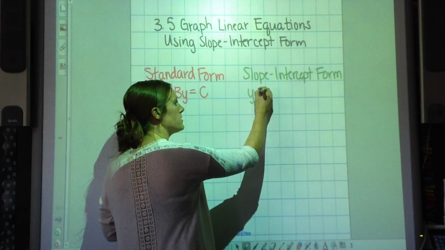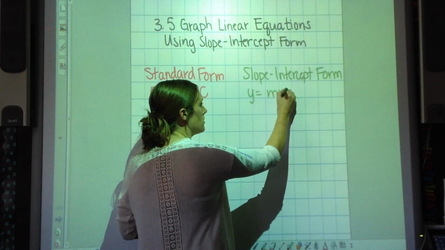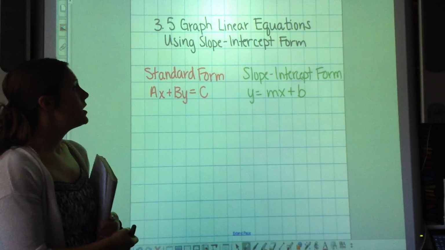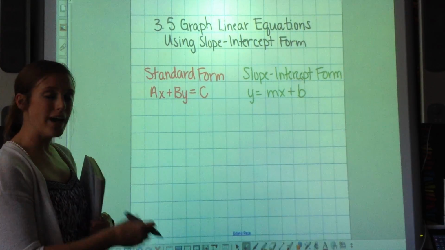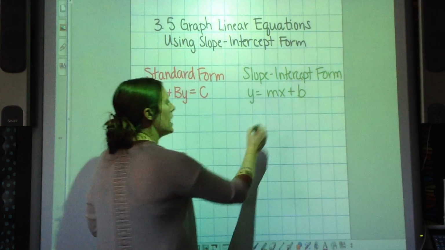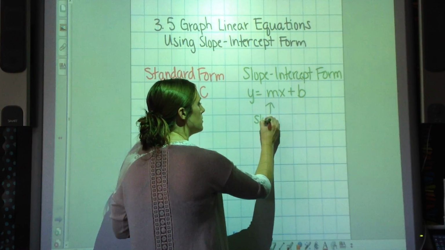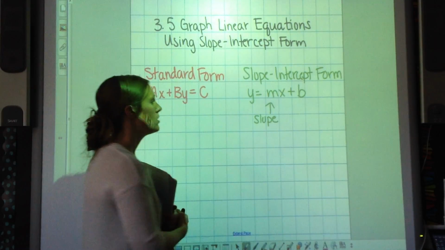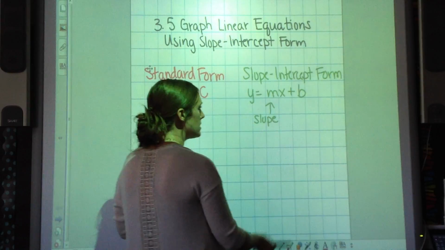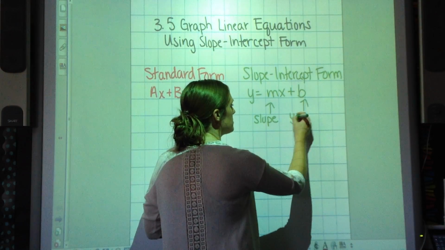Slope-intercept form is when y is by itself on one side. The y and x, say y and x, and then m and b are going to be numbers. M is your slope, which we talked about in the last lesson, and then b is actually your y-intercept.